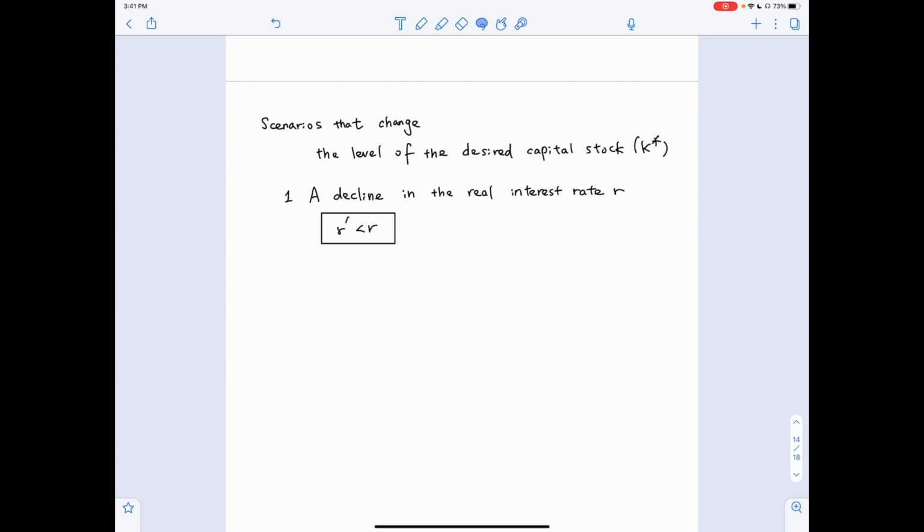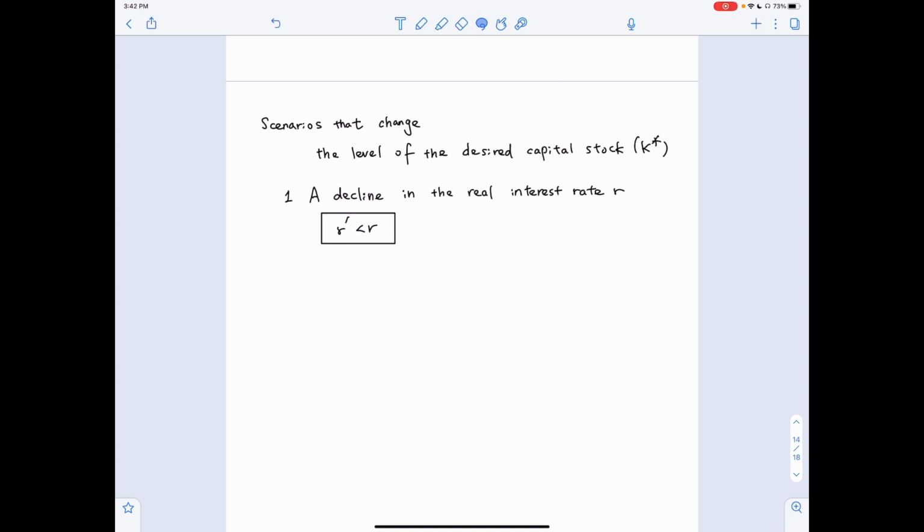So now we know that when the capital stock needs to become higher, then the investment needs to increase. On the contrary, if the capital stock needs to be lower, then we need to decrease the investment. Therefore, we want to look at three scenarios to see how those changes affect the level of the desired capital stock, and thus the investment.